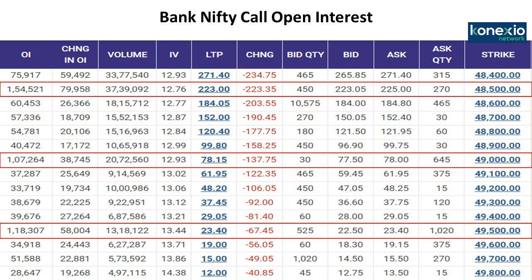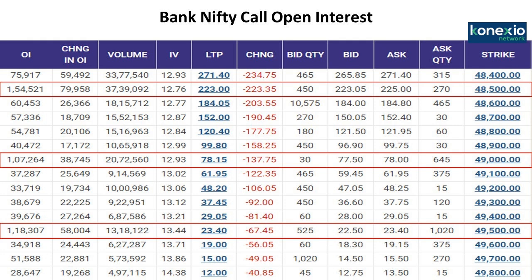Now here you can see there has been a rise in the open interest, there has been a rise in the volumes, the implied volatility is high. It is between 12.76 and 13.44. It is already in the danger zone. So definitely, if there is a gap up opening or a positive opening, then we might see strong selling pressure coming in at the higher levels in Bank Nifty.